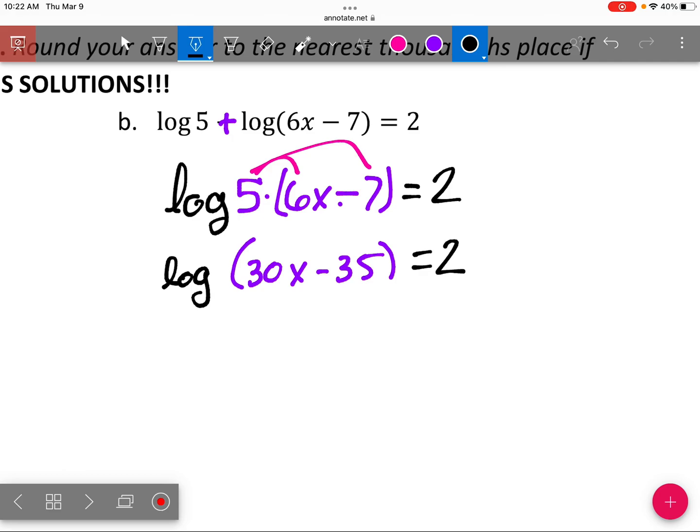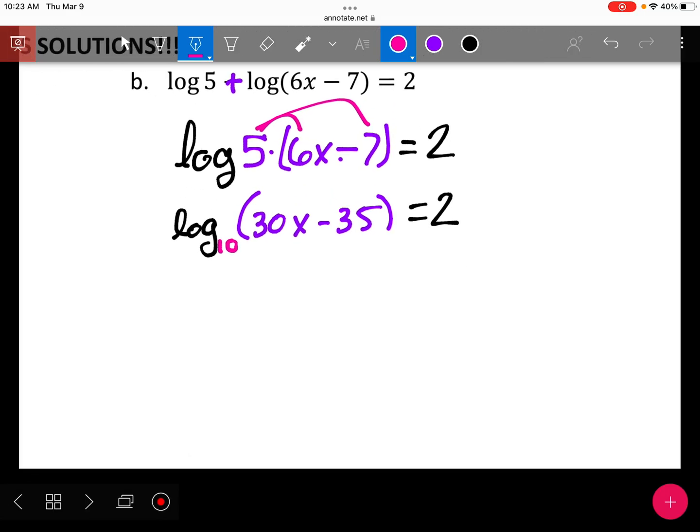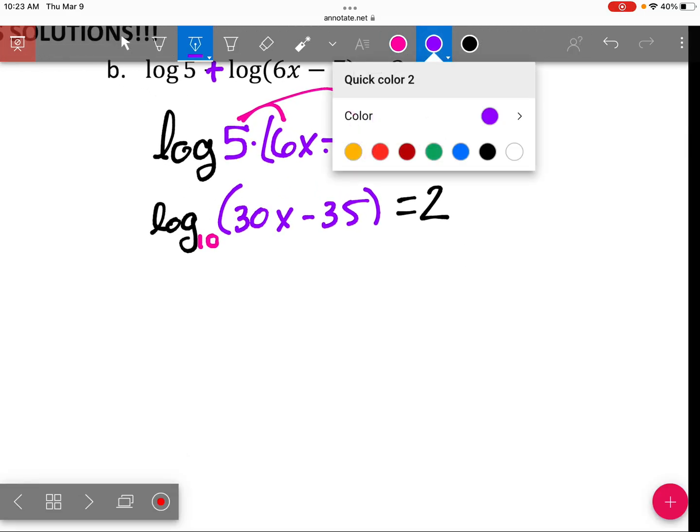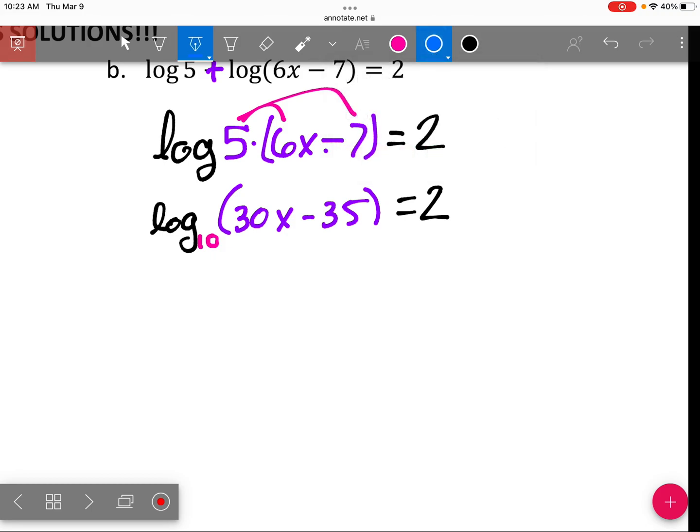What else can we do? I can't add 35 to both sides because it's inside the log. How do I get it out of the log? Not divide. How about this? What base is on this log? 10. Log base 10. What can I do with this to get rid of the actual log piece? I would like to have no log, the word. How do I get rid of the log word?